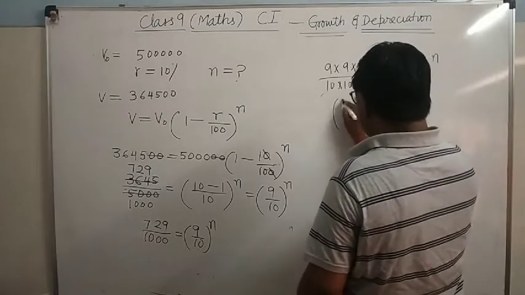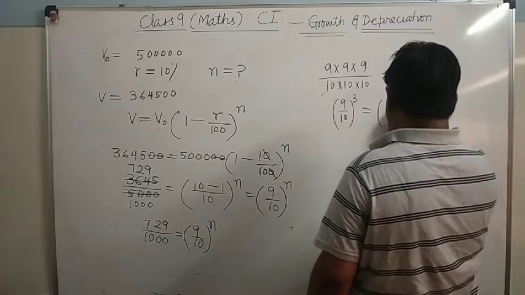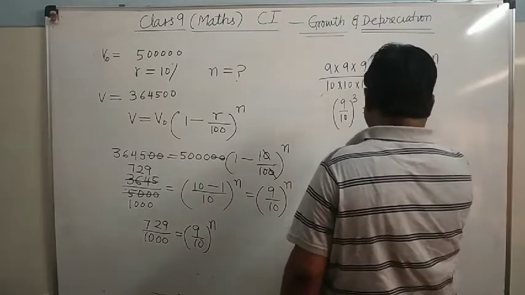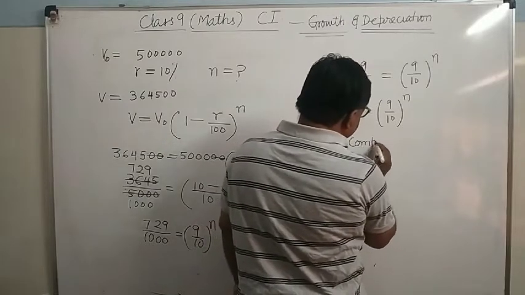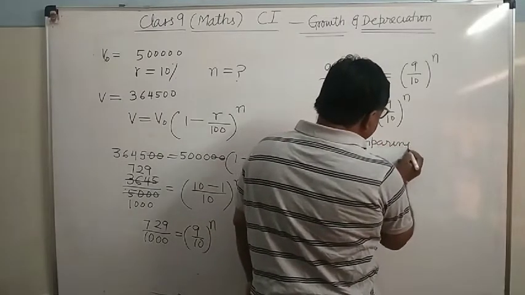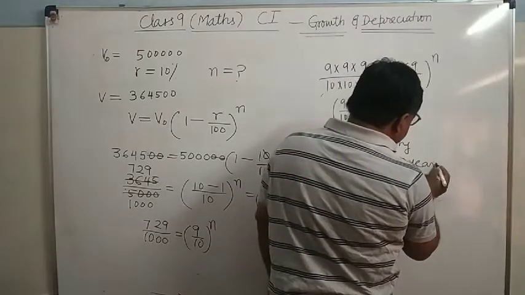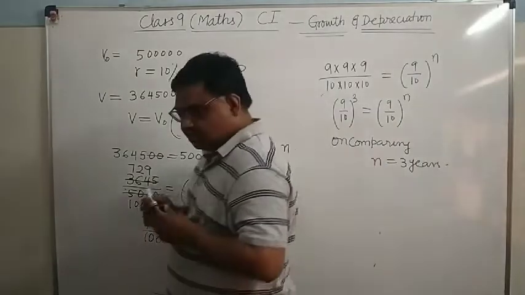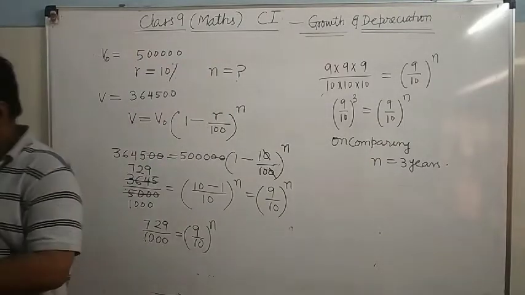So it is (9/10)^3. On comparing, n equals 3 years. So this way you can find the number of years.